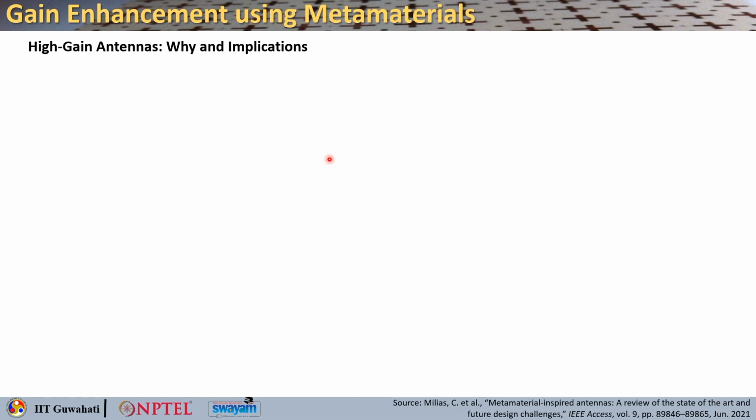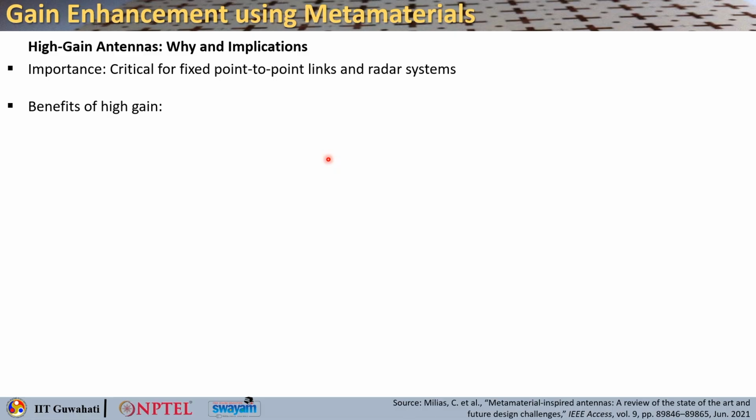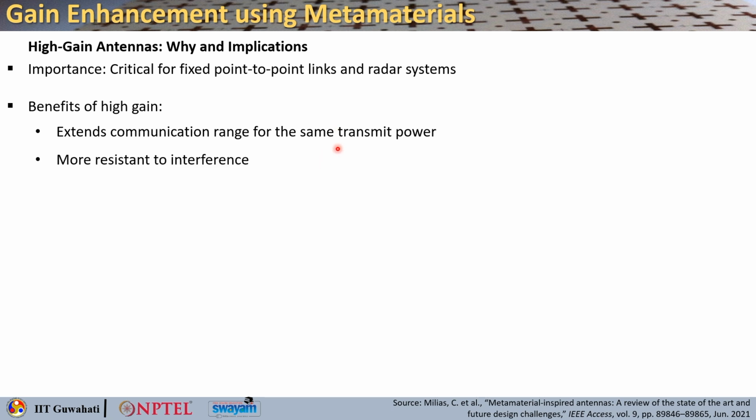As we all know, gain is one of the most important antenna characteristics, especially in fixed point to point communication and radar systems. What are the benefits of high gain? Antennas with high gain are able to increase the communication range for a given transmitted power, and they are more resistant to interference. So, the question comes, how is high gain achieved?